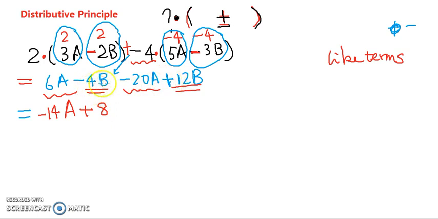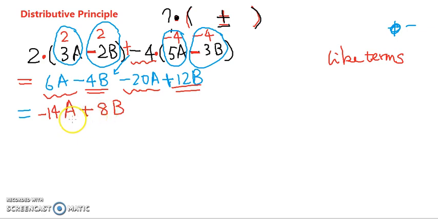It's positive, and 12 minus 4 is 8. So we got the answer negative 14a plus 8b. Because these two are not like terms, we cannot combine. a and b, they're different variables. They're not like terms, so we cannot perform any more operations.